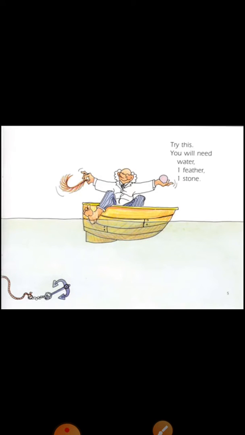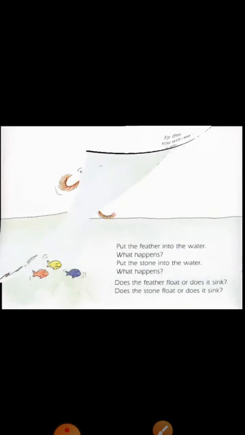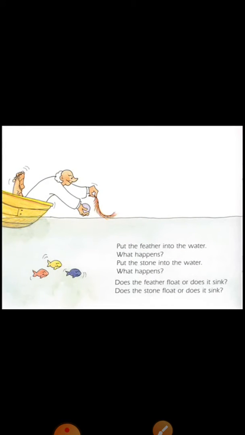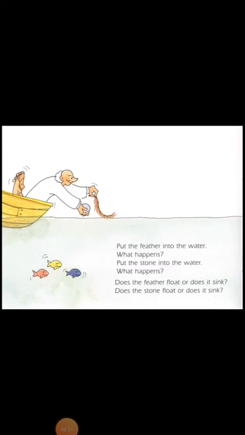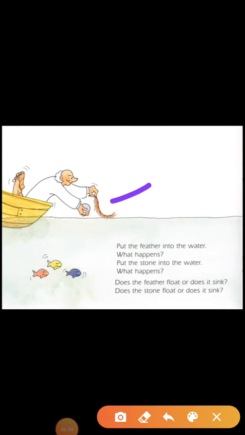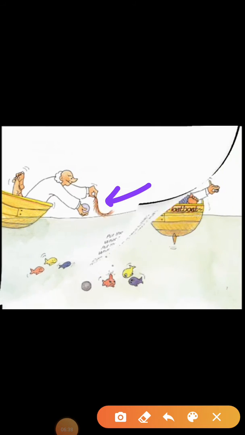Try this. You will need water, 1 feather, 1 stone. Put the feather into the water. What happens? Put the stone into the water. What happens? Does the feather float or does it sink? Does the stone float or does it sink?